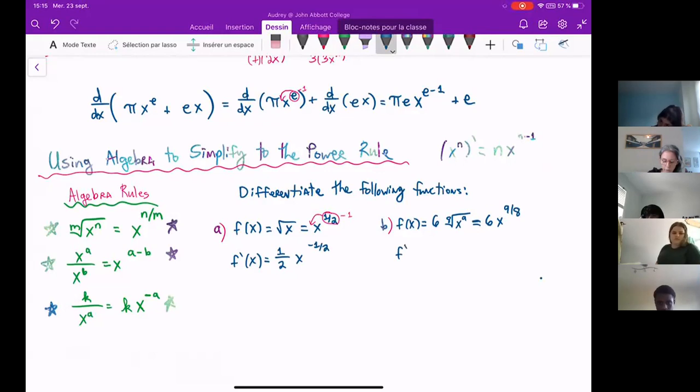So now when I do my derivative, I'm going to apply the constant multiple rule. The constant multiple rule says that 6 is not important, so I can just write down the constant, and then I'm bringing that 9 over 8 down to the front, and I'm subtracting 1. So I'll have 6 times 9 over 8, x to the 9 over 8 minus 1, so that's 1 over 8.